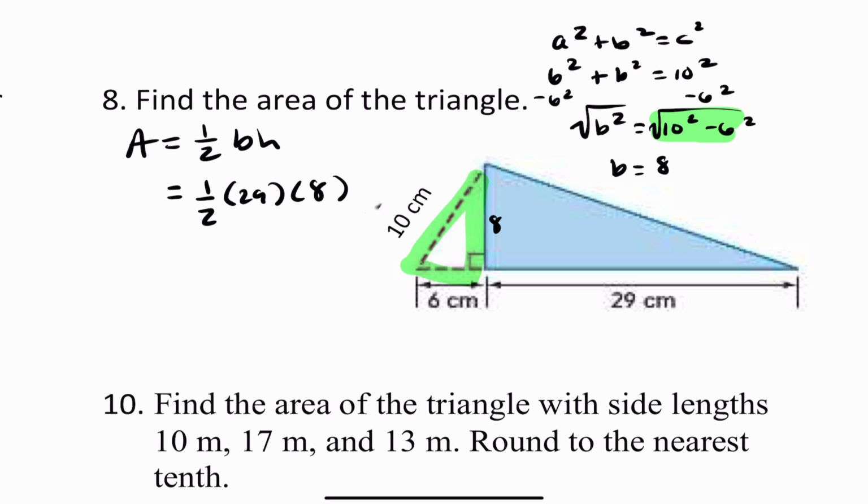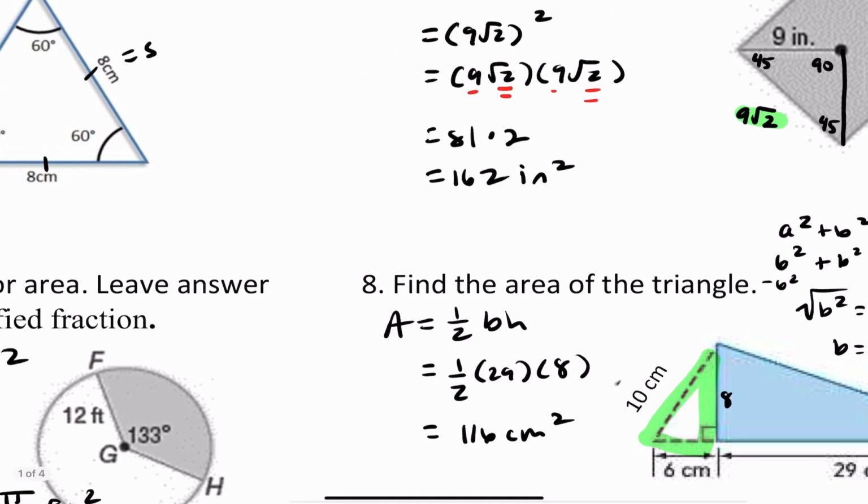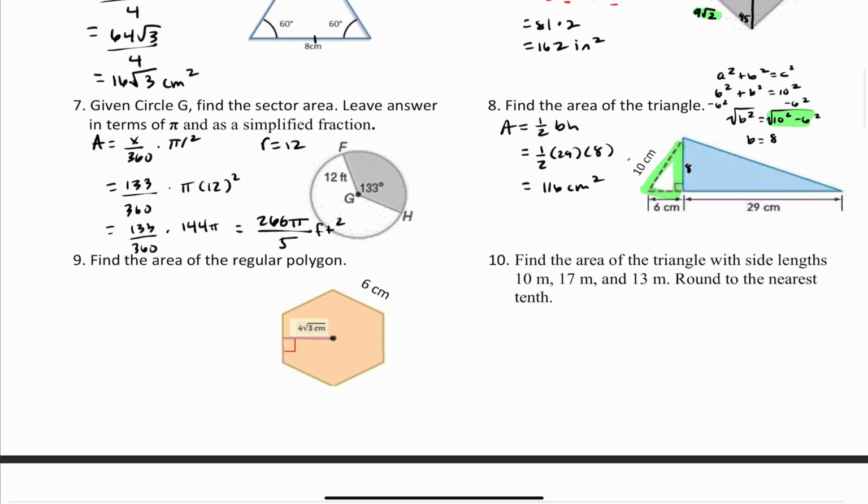And I can go ahead and just say, oh, 1/2 times 8, or 1/2 of 8 is 4. 4 times 29 is going to give you 116 square centimeters. Okay? Let's take a look at number 9. Find the area of the regular polygon.